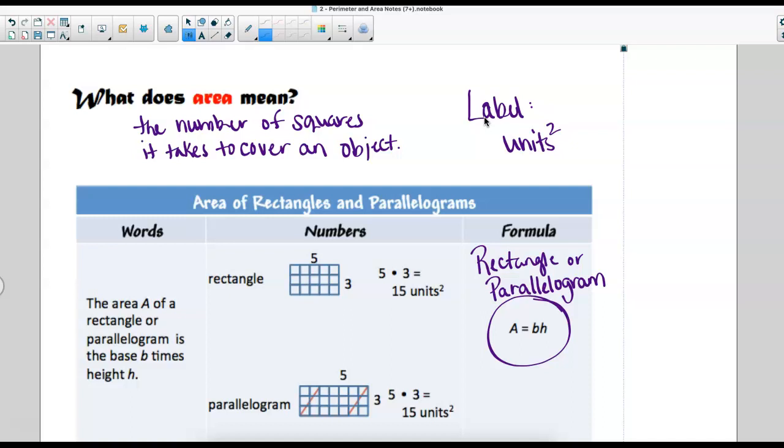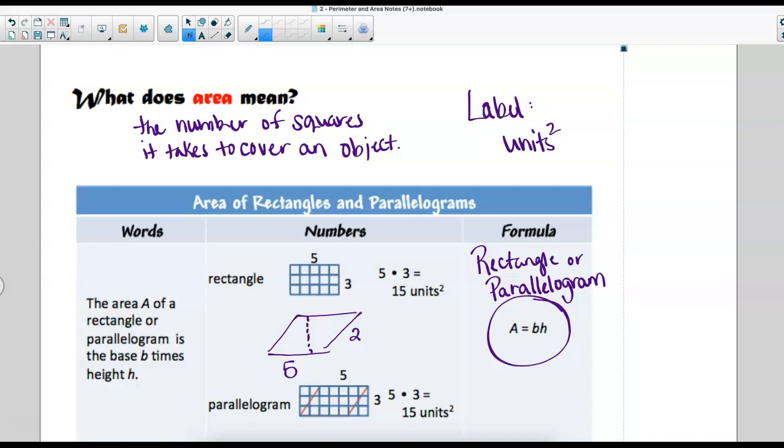Now, you have to be careful. If we have a parallelogram and we only have this label and let's say this is 2, can I find the area? Based on what I have here, can I find the area of that parallelogram? No, I don't have the base and the height. I have the base and a side, but I don't know the height. The height is the distance between the top and the bottom, and it has to be vertical. It has to make a right angle with the base.